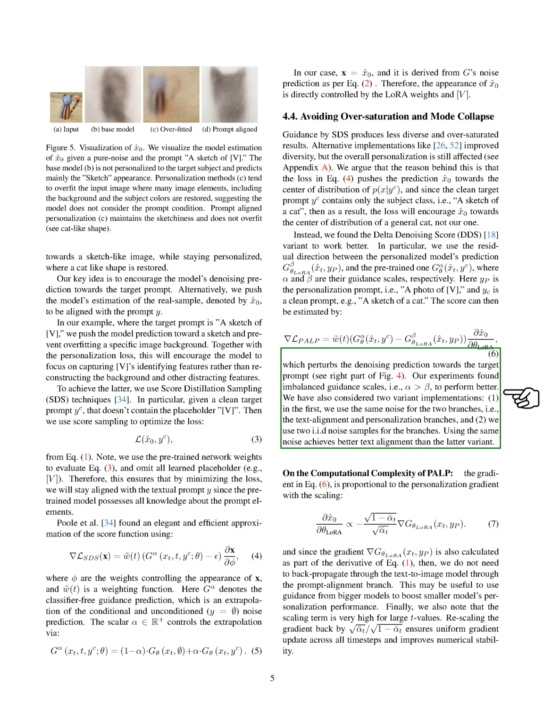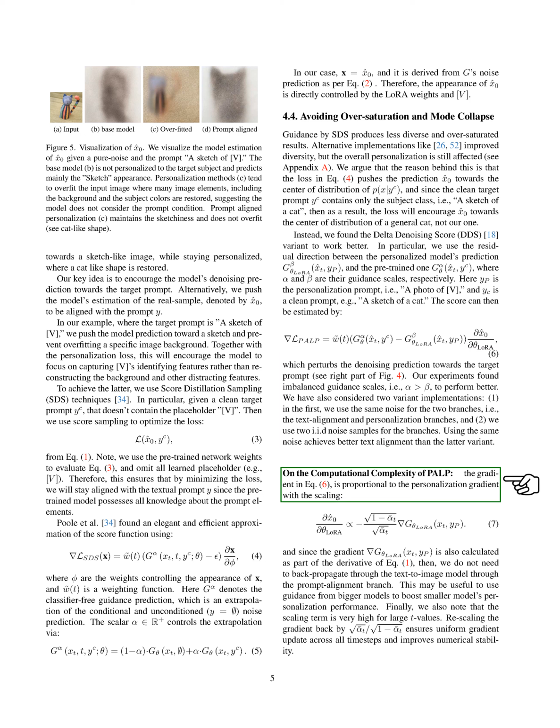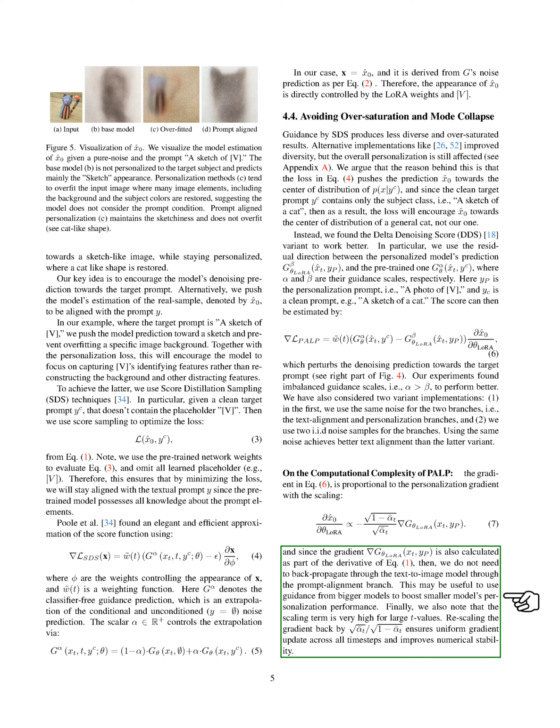Section. On the computational complexity of PALP. Let's discuss the computational complexity of PALP. The gradient in this context is directly related to the personalization gradient, with a specific scaling factor. This factor is the negative square root of the difference between 1 and the average alpha value, divided by the square root of the average alpha value, all multiplied by the gradient of the LoRA theta function. Since we also calculate this gradient as part of the derivative, we don't need to backpropagate through the text-to-image model via the prompt alignment branch.